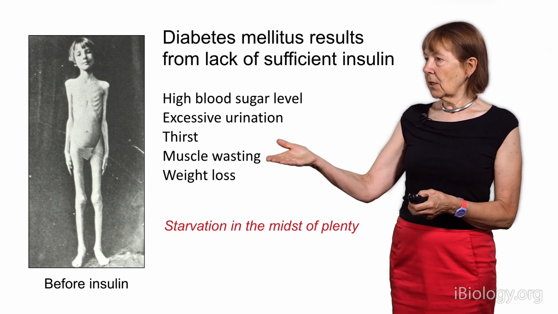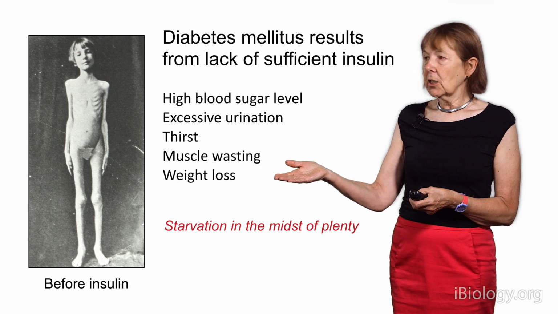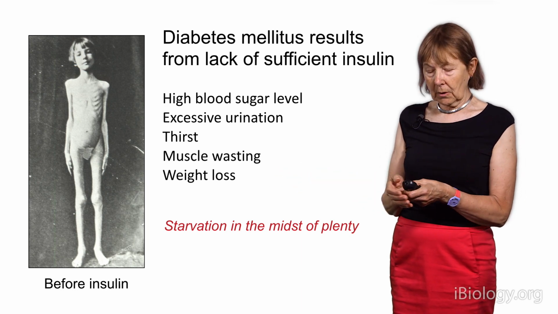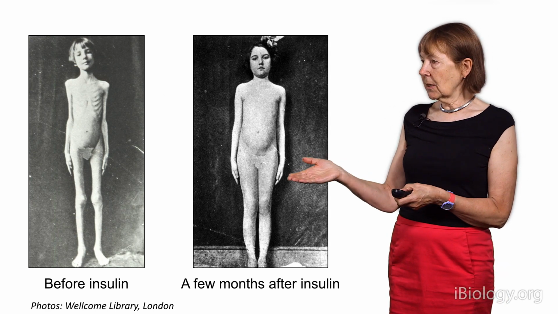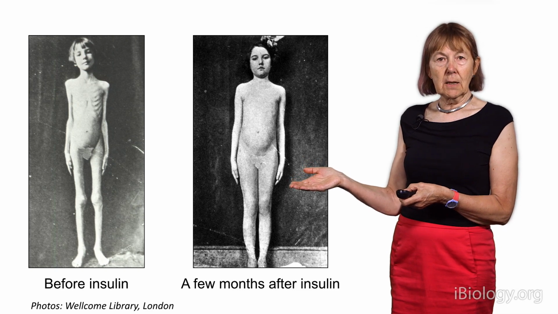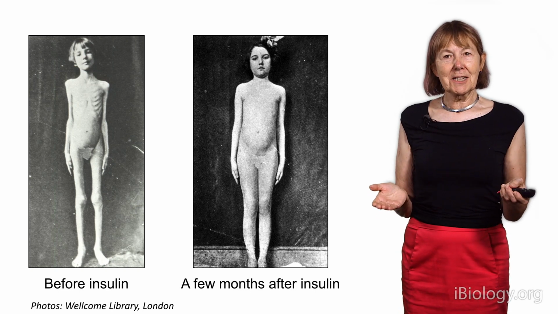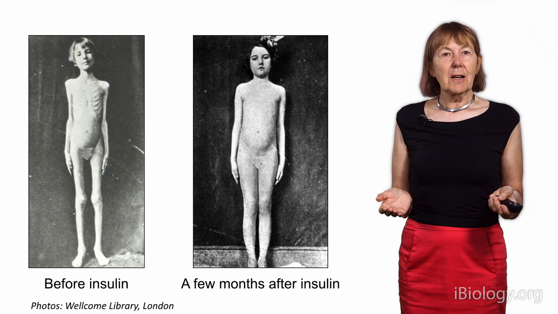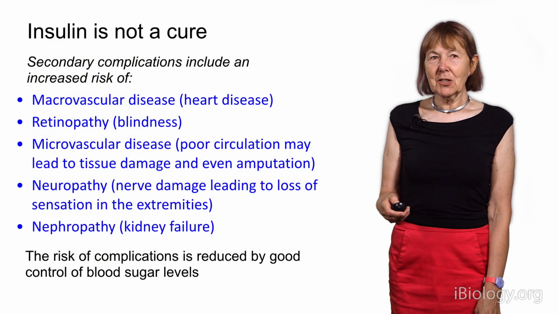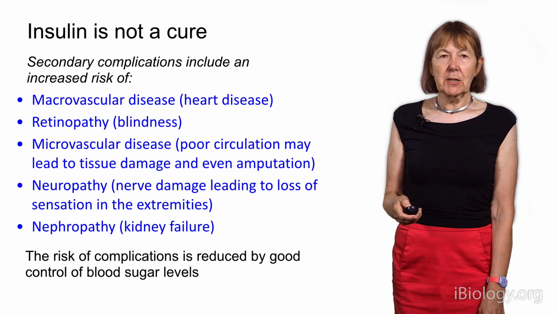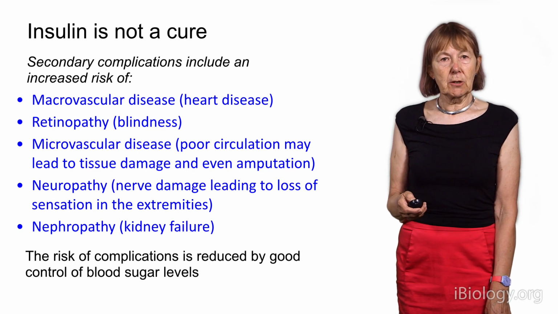This picture shows you a young girl, 13 years old, before insulin therapy. She weighed 45 pounds and she could barely walk. She was fortunate because she was one of the first people to be treated with insulin. And this shows her a few months after taking insulin. And you can see there's a dramatic improvement. Such extraordinary pictures aren't seen today because patients are given insulin long before they ever reach this stage of the disease. However, insulin is not a cure. Most diabetic patients will gradually develop secondary complications due to poorly controlled blood sugar levels.